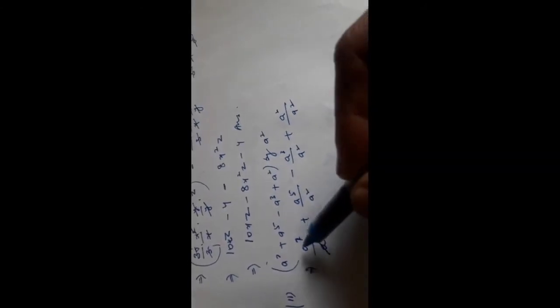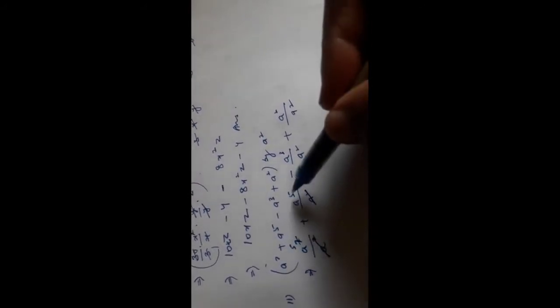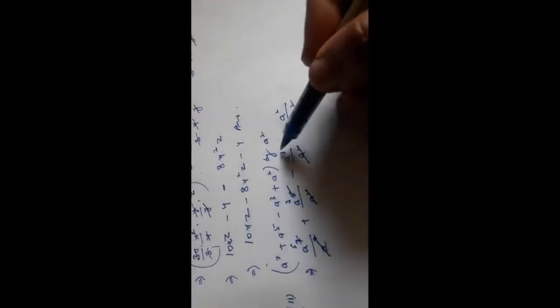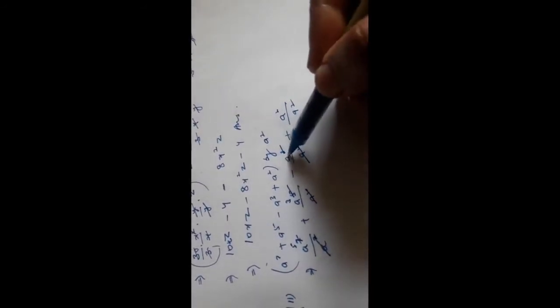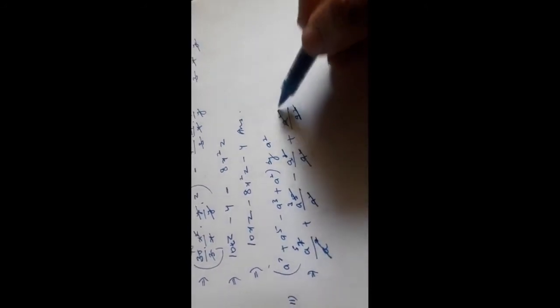Now we will cancel it. A square will get cancelled with a7 and we will remain with a raised to the power 5. This a square will get cancelled with a5 and we will remain with a raised to the power 3. This a square will get cancelled with a cube, we will remain with single a, and this a square will get cancelled with a square, we will remain with 1 only. So our answer would become a raised to the power 5 plus a cube minus a plus 1.